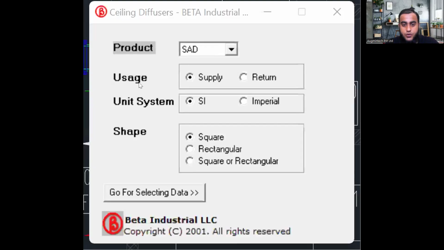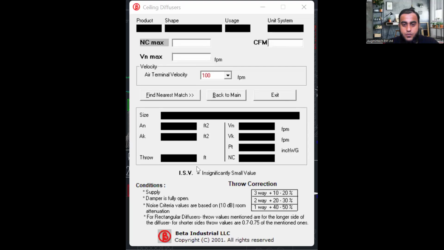And now, finally, you have to enter for what purpose you are using the diffuser. For supply conditioner, and unit is Imperial. Diffuser size is a square shape of diffuser, 250. So go for selecting data. Now here you will get the size. But to see the value of diffuser and everything, the problem is what? Here, can you see the size of diffuser is visible?